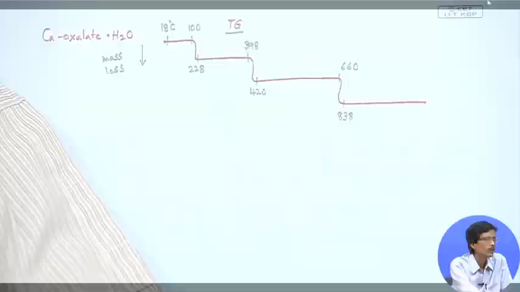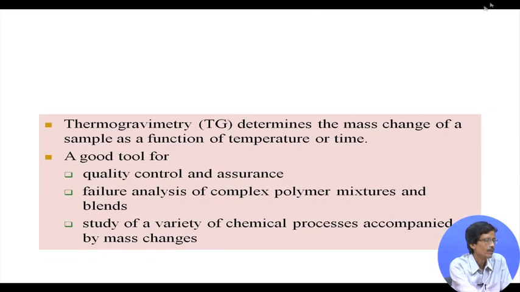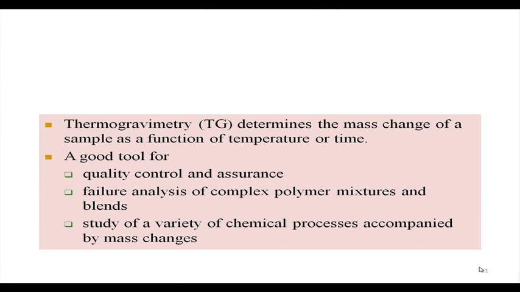So, before going to that exact analysis, what thermogravimetry tells us, that we just saw from our previous class, is that it determines the mass change of a sample as a function of temperature or time. So, if we want to measure the corresponding mass change for that particular sample, which is your calcium oxalate, we will also take immediately that one other one, that means the magnesium oxalate. So, this particular instrument or the technique or the machine will be a good tool for quality control and assurance also.